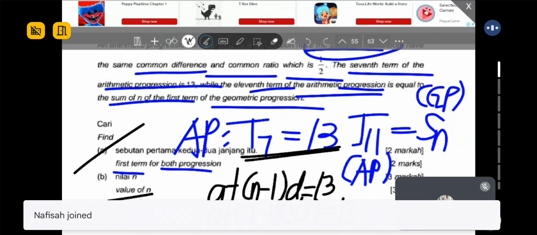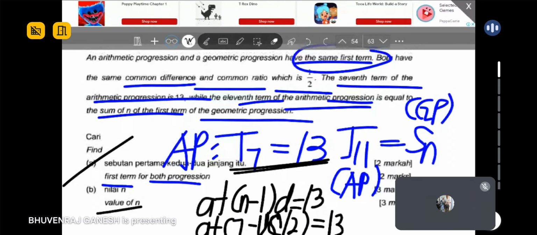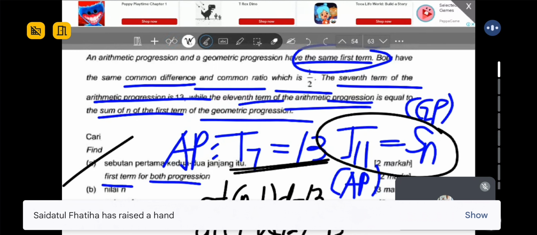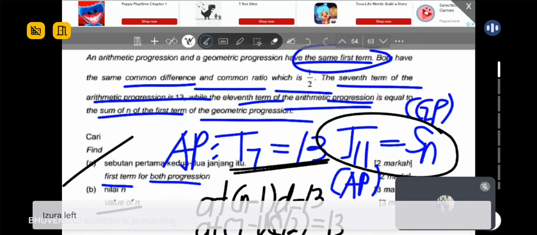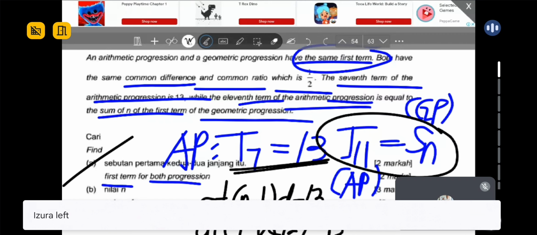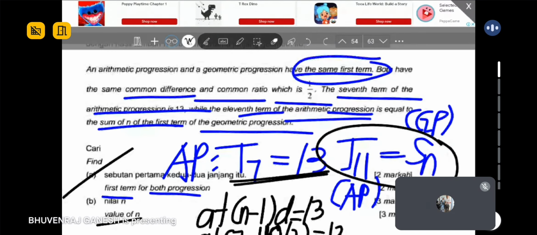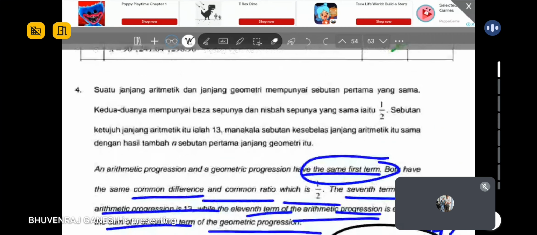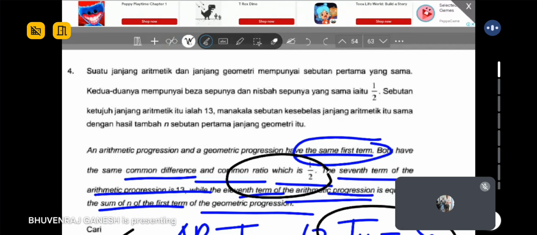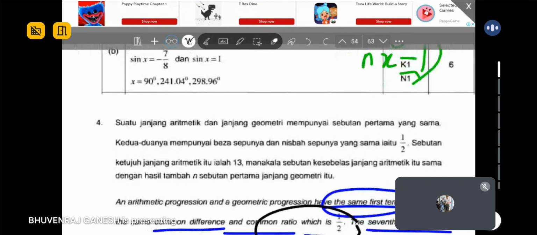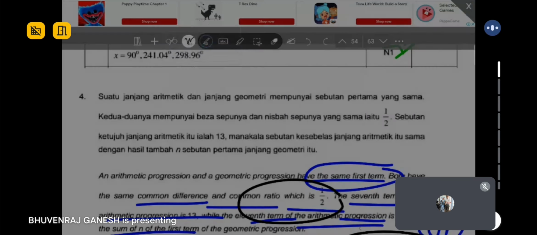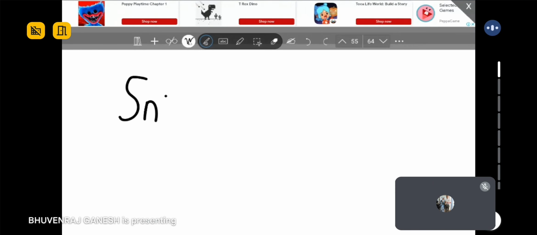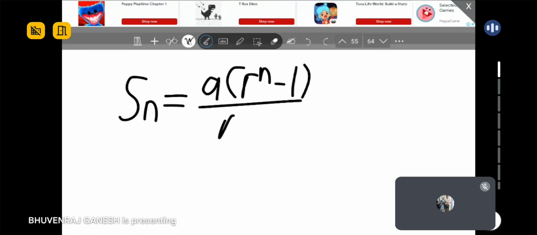And then the second one, they ask you to find the value of n. So cari nilai n. So this one you have to use this equation lah. Okay, so now Sn. Kamu kena cari Sn dulu. So what is Sn? Sn is for geometric progression. And now we know the common ratio. Nisbah sepunya is half. So means that, I use new page. So Sn formula: a(r^n minus 1) over r minus 1.